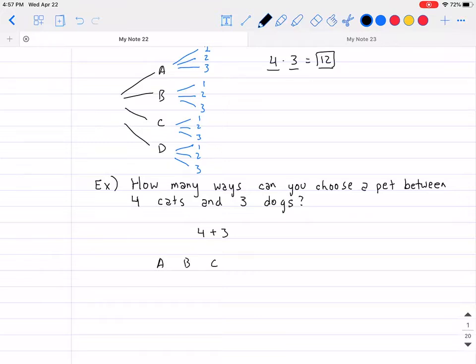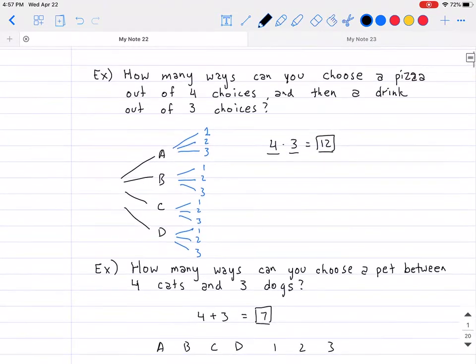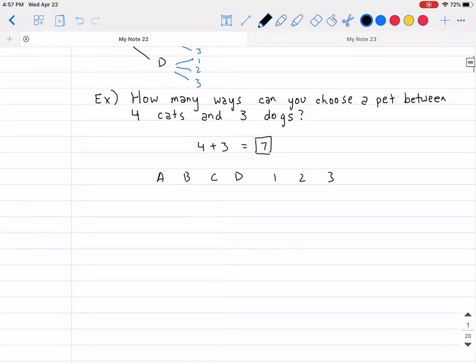There are really no other variations, because it's either A or B or C or D or 1 or 2 or 3, right? You have to choose one out of the 7 right here. So in that scenario, we're going to have 7 different ways that you can choose a single pet. Once again, the keywords that you're looking for a lot of times are the words "and then," or the word "or."